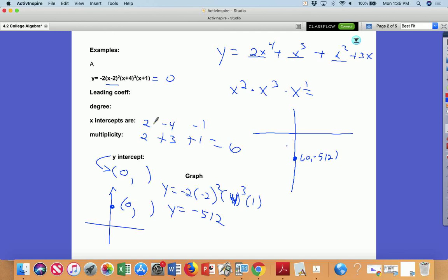What else do we got to label? We got to graph our x-intercepts. So I'm going to go to 2, and here's my trick. What happens at that point? It's tangent. So put a t there so that when you do graph it, you do it right. Okay? -4. What happens there? It crosses, so I'm going to put a c there. And -1, it crosses there. Everybody understand why it crosses or why it doesn't cross?